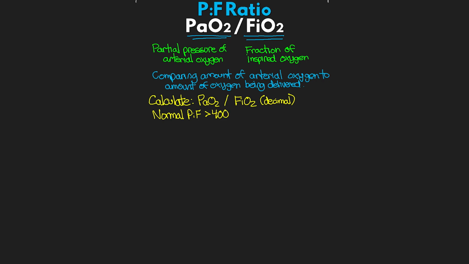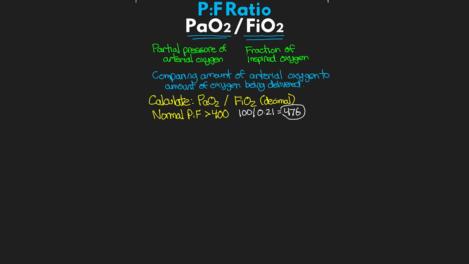Now in a normal healthy individual, our PF ratio is usually going to be greater than 400. So normally we would expect a PaO2 of 100 on room air, which is 21% oxygen. To figure out our PF ratio here, we would take our PaO2 of 100, divide that by our FiO2 of 0.21, which comes out to 476.